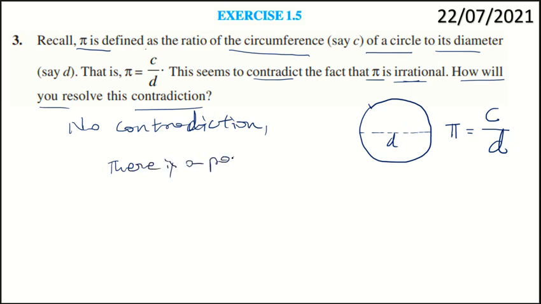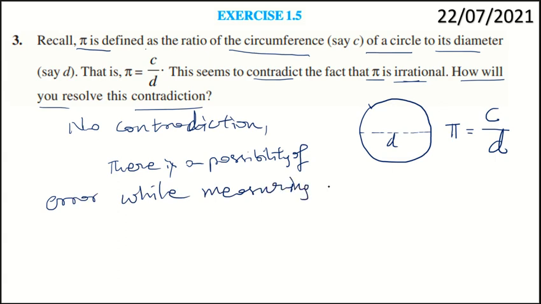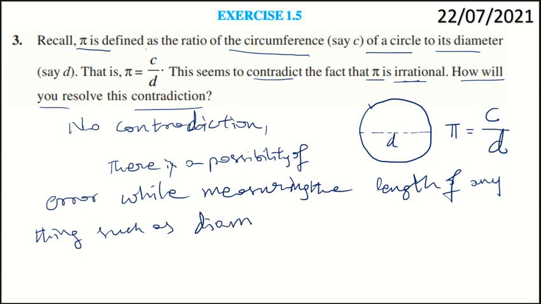There is a possibility of error while measuring the length of anything, such as diameter or circumference.